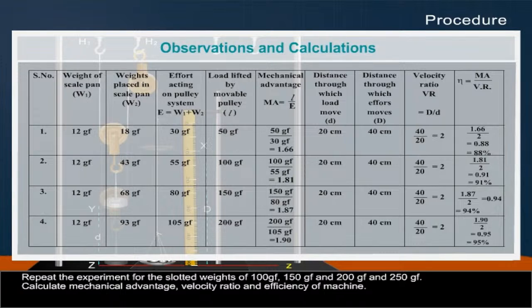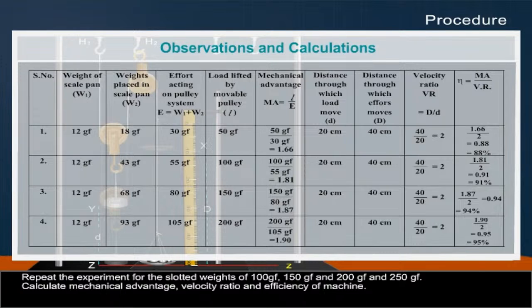2. 12 gram force, 43 gram force, 55 gram force, 100 gram force. 100 gram force divided by 55 gram force is equal to 1.81. 20 centimeter, 40 centimeter, 40 divided by 20 equal to 2. 1.81 divided by 2 equal to 0.91, equal to 91%.